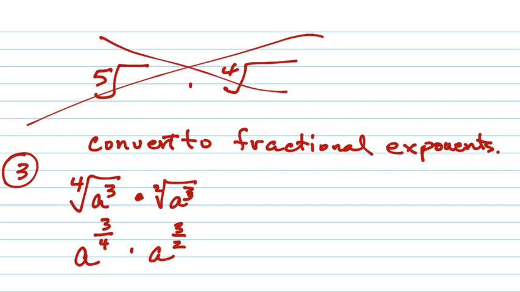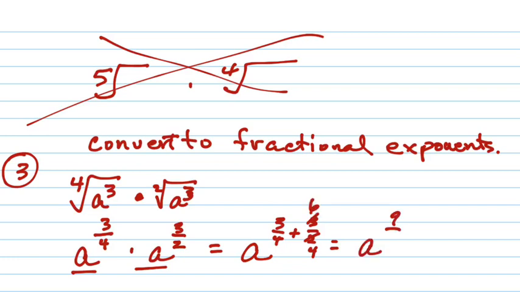So you can change the radicals to exponents, to fractional exponents. Now, do they have the same base? Yes. So we keep the base, and what do we do to the exponents? Add them. To add, we have to have a common denominator. For 4 and 2, the common denominator is 4. So that becomes a to the 9 over 4.